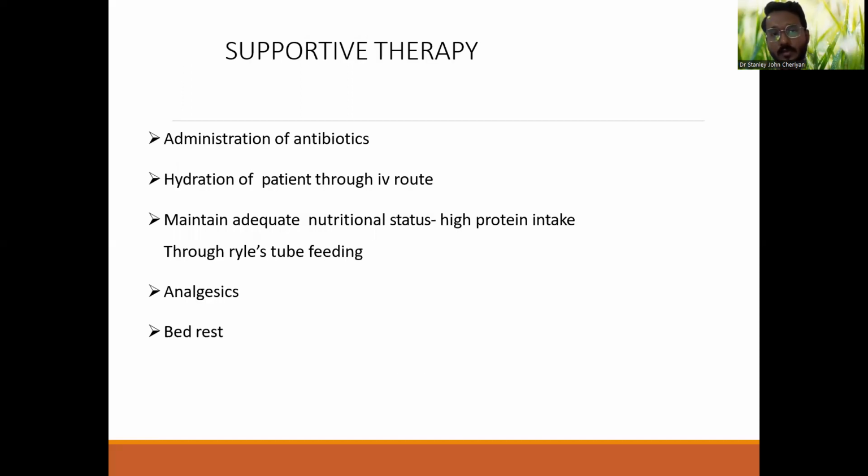Supportive therapies include administration of antibiotics and hydration of the patient. The patient wouldn't have eaten anything for the past 2 or 3 days when he comes to you in the OP, so hydration of the patient is important. You can even insert a Ryle's tube and start feeding him. A protein diet should be given. Analgesics and bed rest should be given.